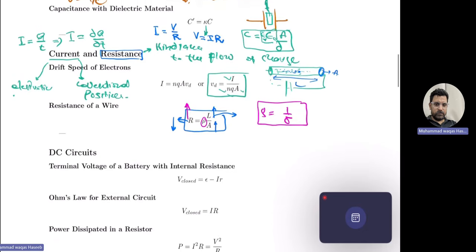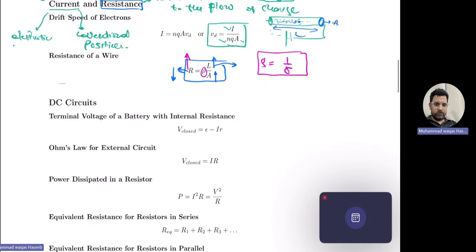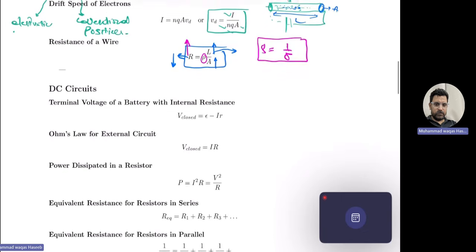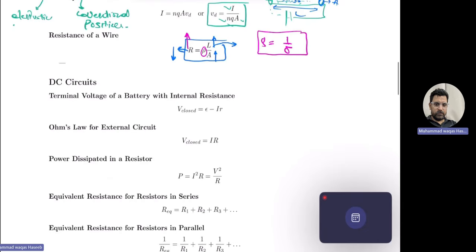Okay, so if you have a circuit with internal resistance of the battery, V is the potential across the terminals of the battery when the circuit is closed. This is for the internal, and this is the external, which is something like Ohm's law.